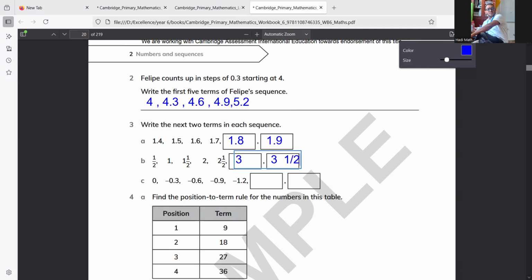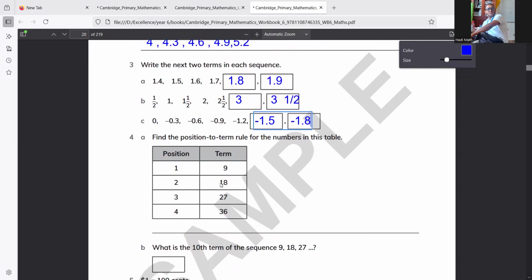This one was quite tricky. The numbers are 0, then negative 0.3, negative 0.6, negative 0.9, negative 1.2. Every time we subtract 0.3. So this will be negative 1.5, and the next one will be negative 1.8. So you subtract 0.3 every time.